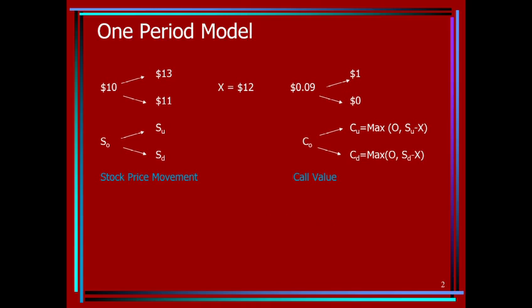Okay, so here I have a stock that is $10, and if it goes up to $13. If it goes down to $11. Is $11 a downward movement when the stock is at $10? What do you think, Maggie? Is $11 considered a downward movement when the stock is at $10?